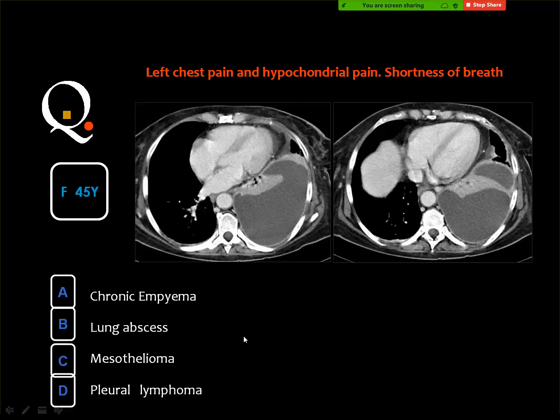This is empyema. Or abscess? Lung abscess, I don't think so. Okay. And this is empyema, right?